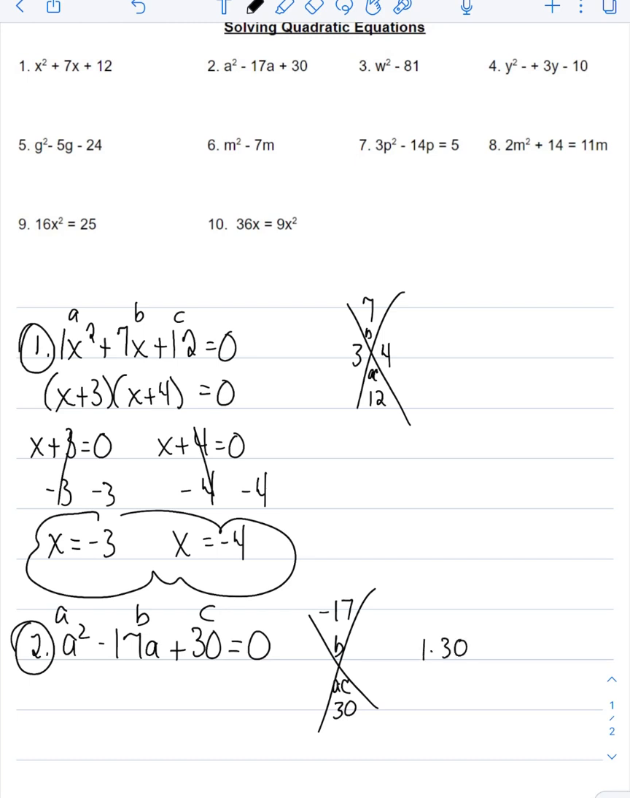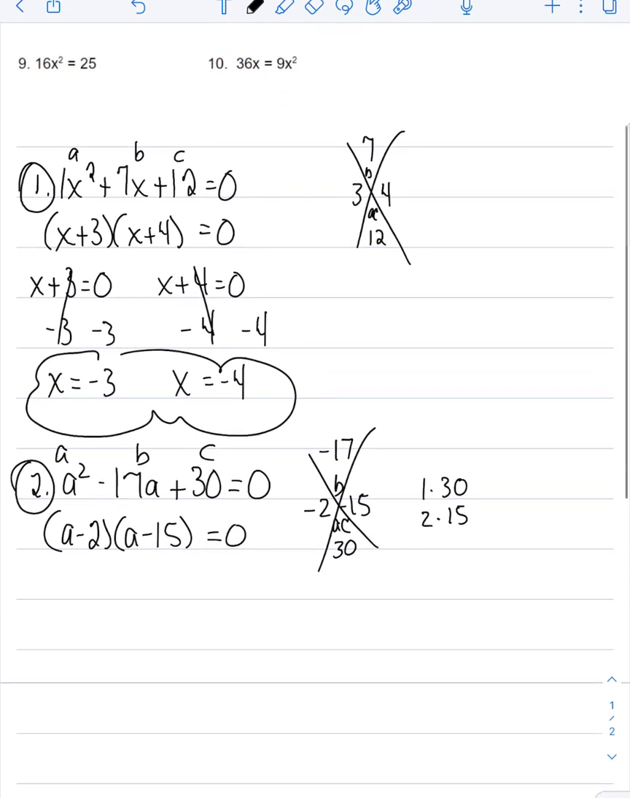So we have 1 times 30, 2 times 15, and already I can stop because if I make both of those negative, negative 2 minus 15 gives you negative 17. Negative 2 times negative 15 gives you positive 30. So our two factors are a minus 2 times a minus 15 equals 0.